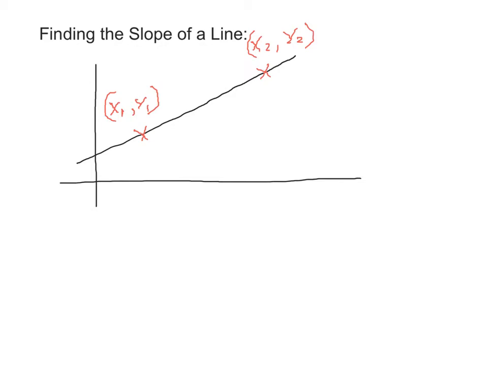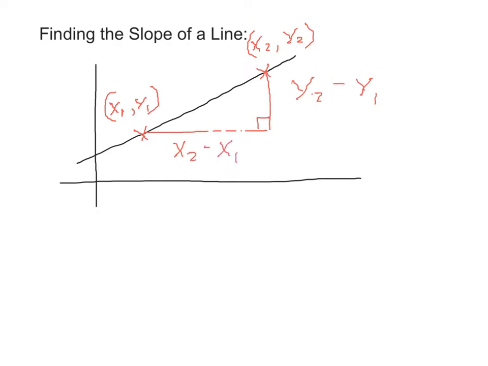Now, we said slope was rise over run. So if you think about that, we've got a run horizontally and a rise vertically. You've got a right triangle there. And the rise is simply going to be y2 minus y1. So that's y2 minus y1 for that distance. And the run is simply going to be x2 minus x1.